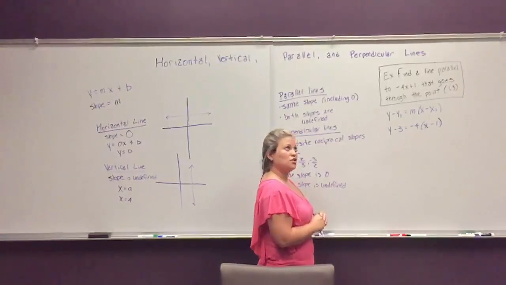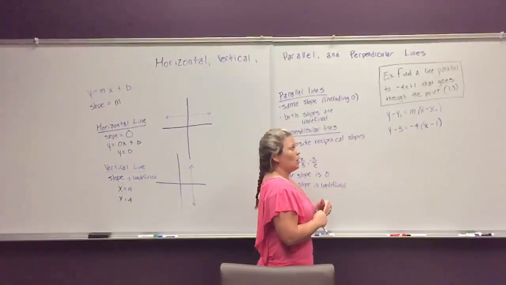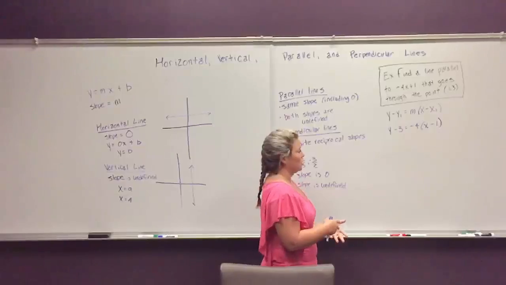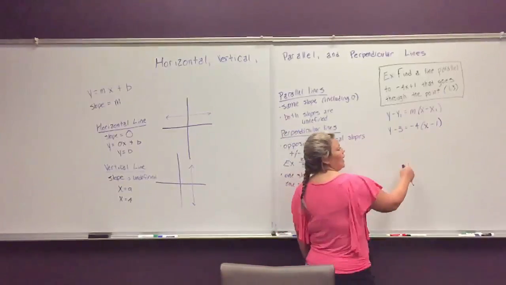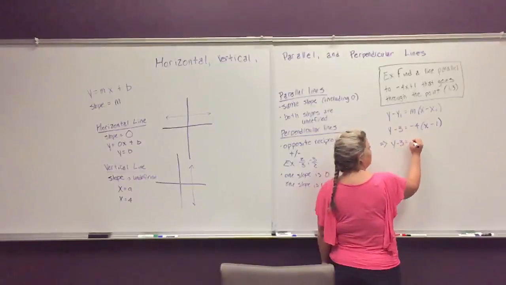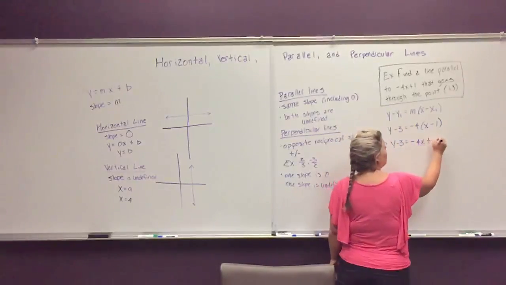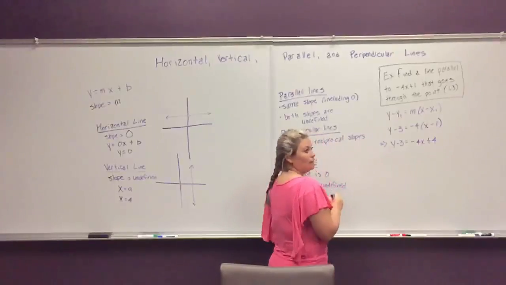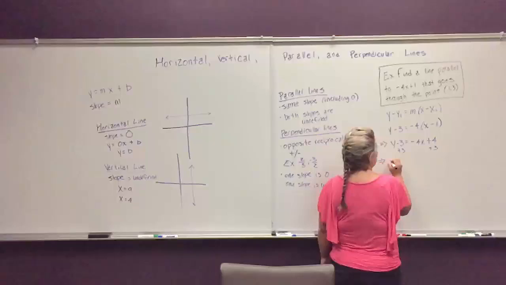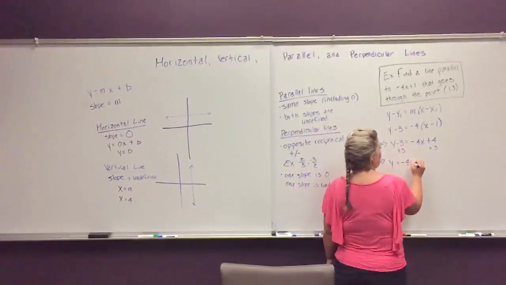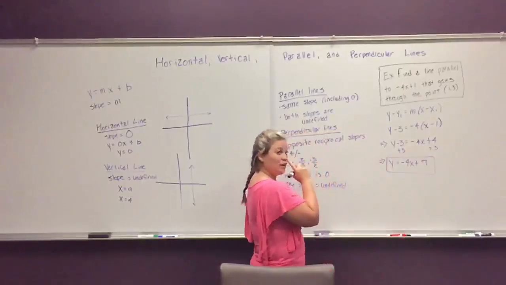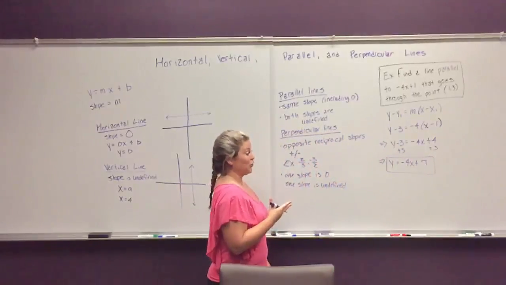But if the question says that we want the result in slope-intercept form, then you have to continue and get y by itself. I'm going to go ahead and do that. You would distribute the negative 4. So we get y minus 3 equals negative 4x plus 4. And then I'm going to add 3 to each side of the equation, leaving us with y equals negative 4x plus 7. Y equals negative 4x plus 7 would be our answer.